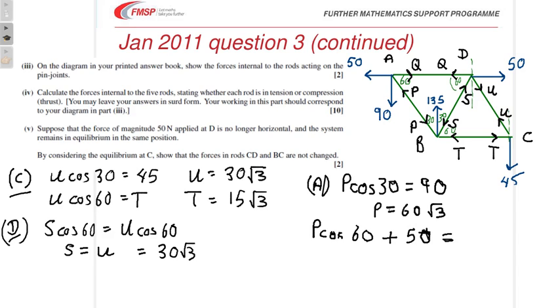P cos 60 plus 50 equals Q. Yep. And that gives us Q is equal to 30 root 3 plus 50.